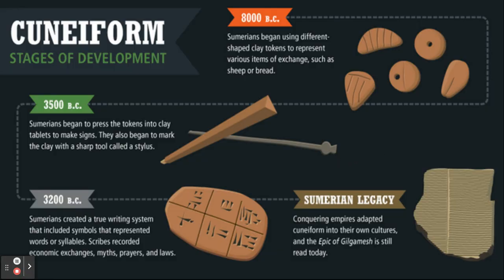This is a visual breakdown of cuneiform. You can see that they actually used what they called tokens, and they would press them into clay tablets to make symbols or signs. They didn't have an alphabet yet, and a lot of it was done to record trade and economic exchanges, but also religious things, prayers, laws, stories, things like that. And cuneiform, it's very important to note, was also passed down to other civilizations after Sumer ceased to exist as an empire. So it had a legacy beyond simply the Sumerian people.